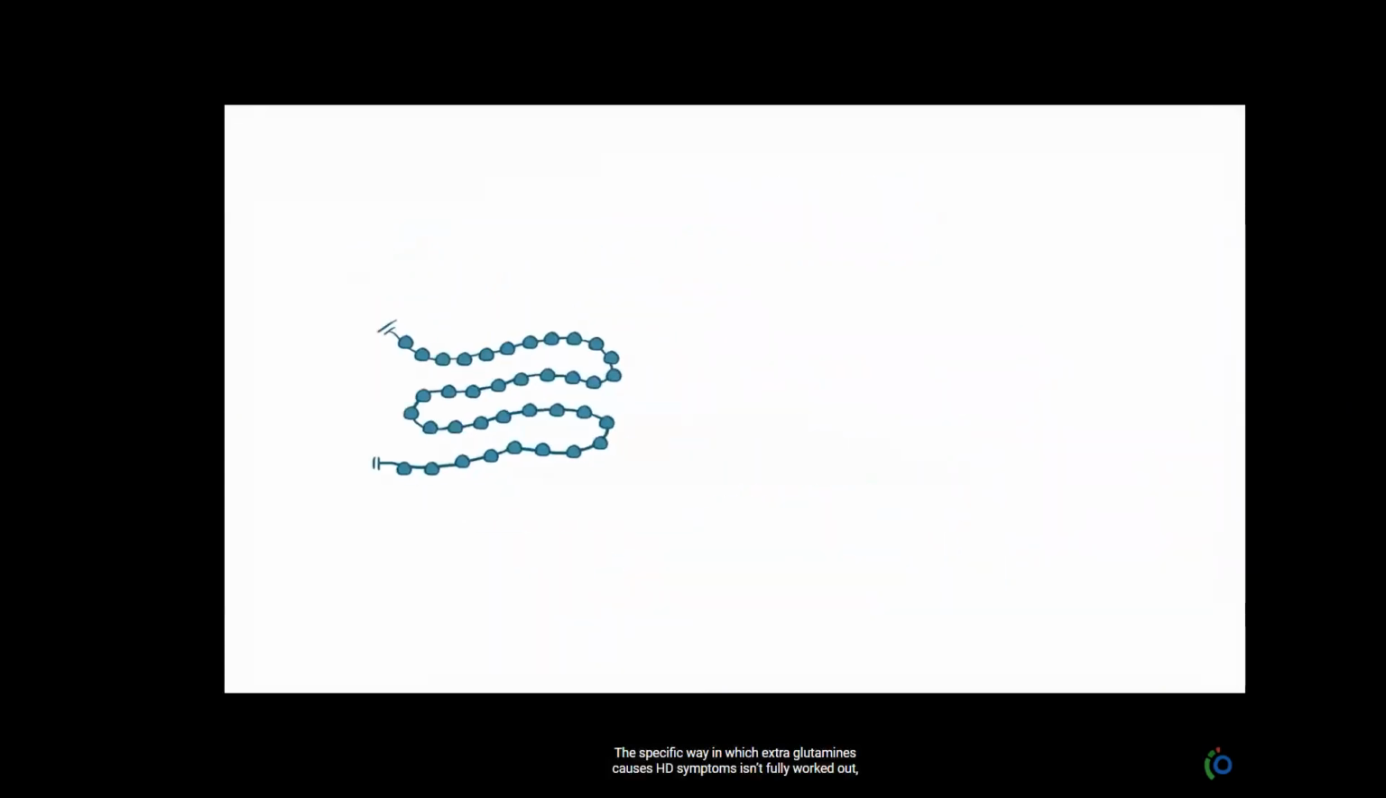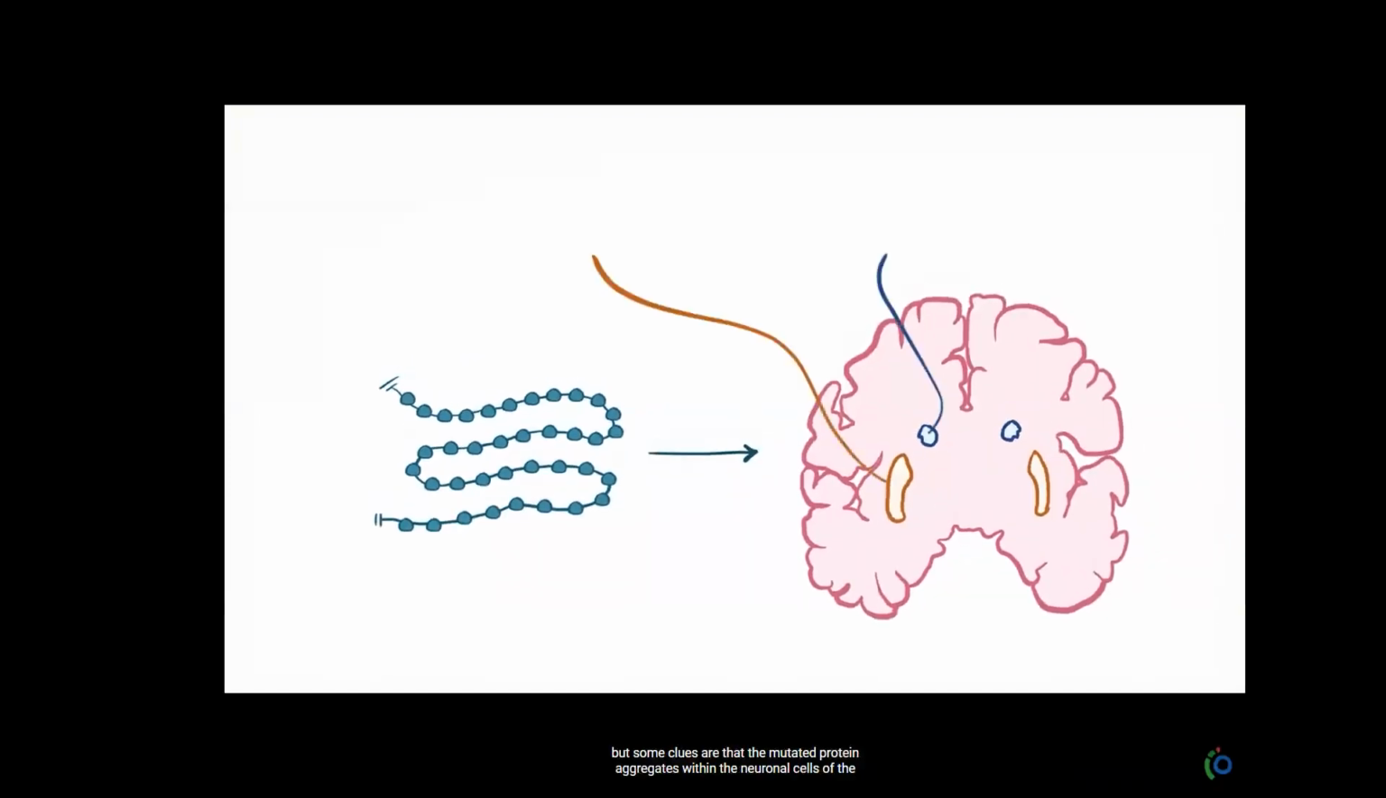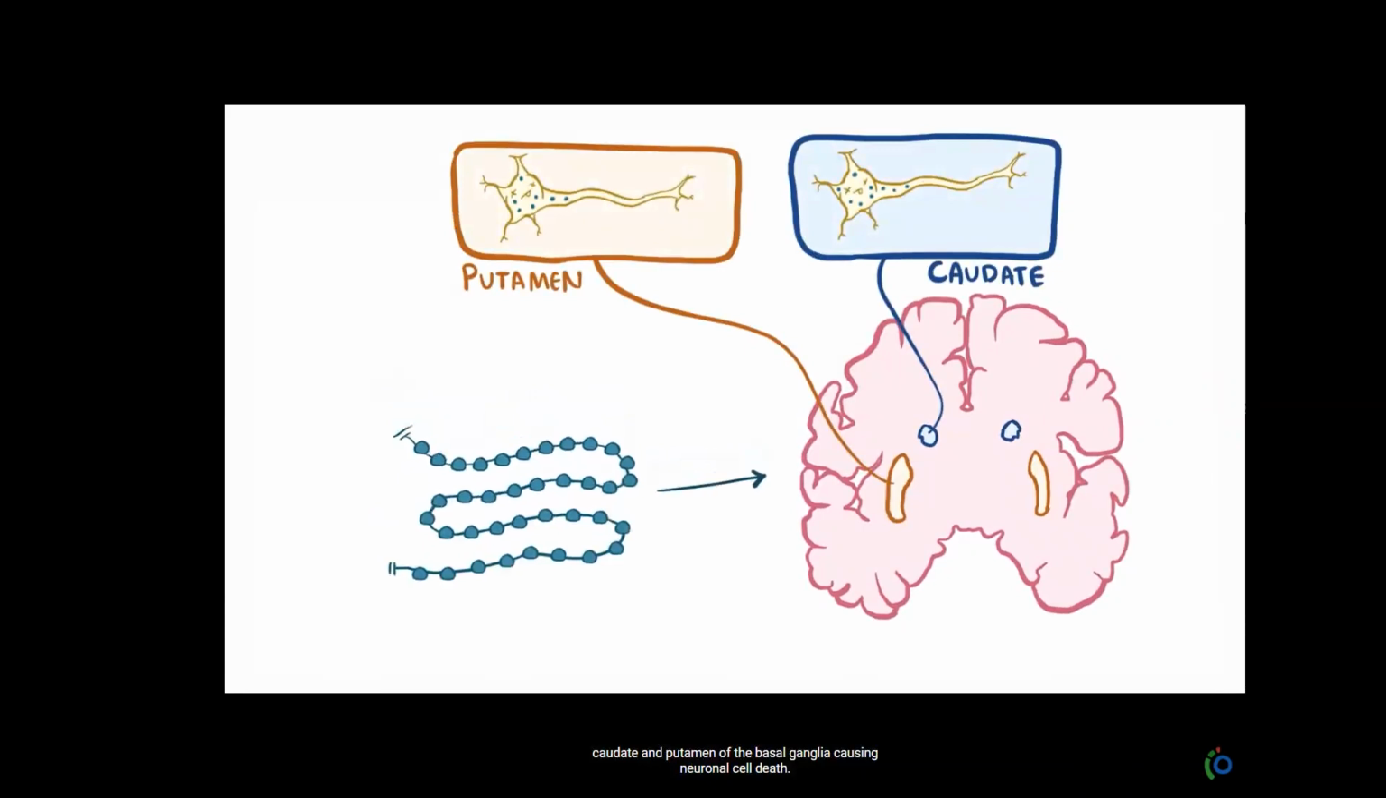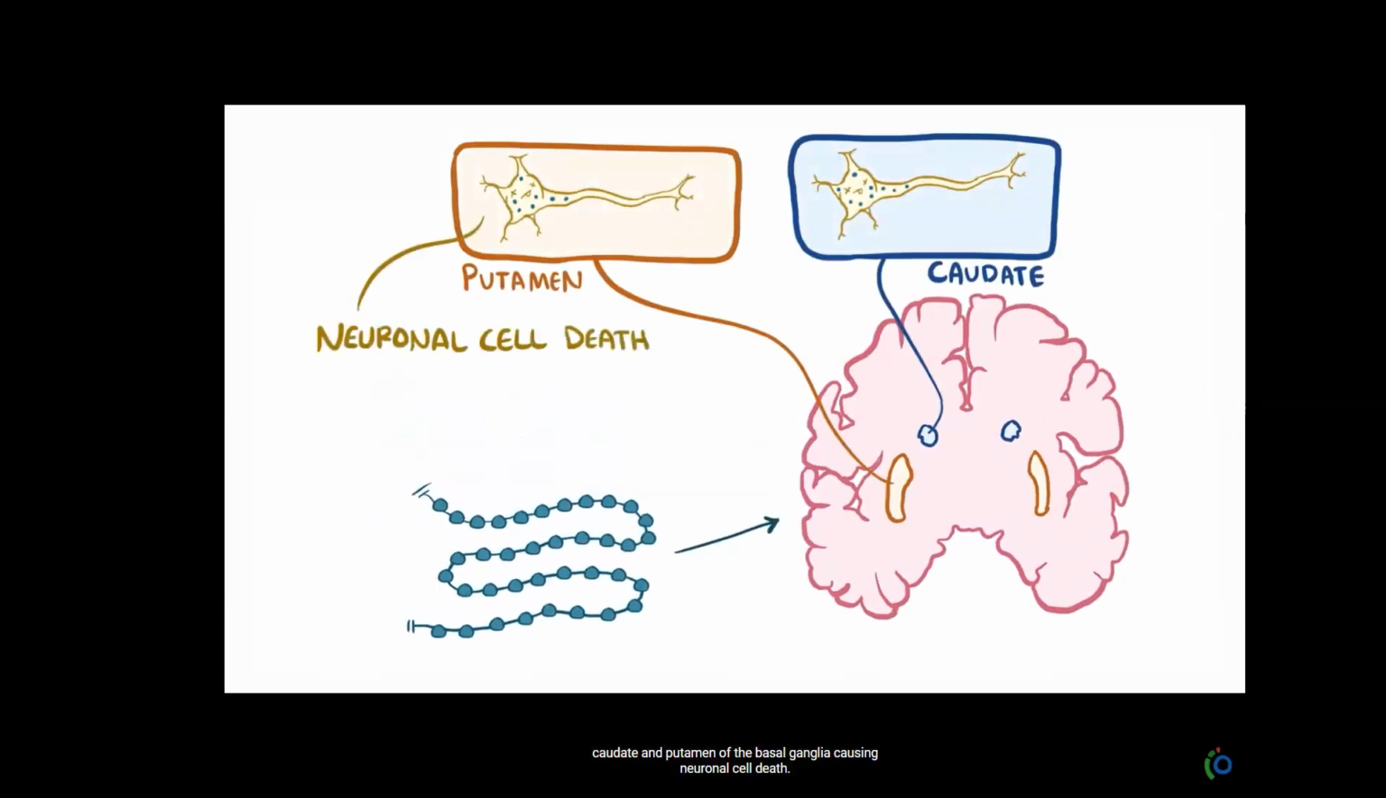The specific way in which extra glutamines causes HD symptoms isn't fully worked out. But some clues are that the mutated protein aggregates within the neuronal cells of the caudate and the putamen of the basal ganglia, causing neuronal cell death. Cell death might be related to excitotoxicity, which is excessive signaling of these neurons, which leads to high intracellular calcium.